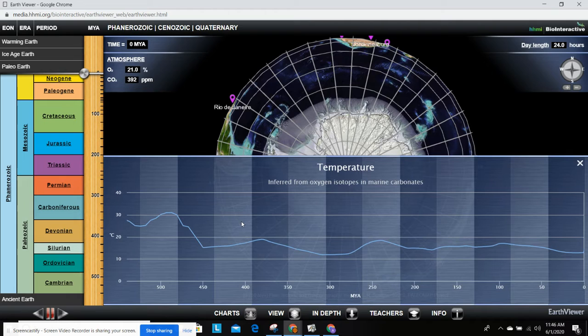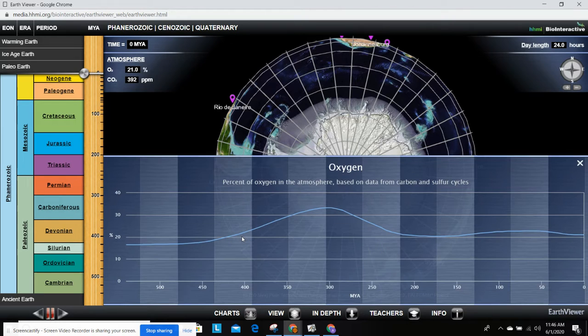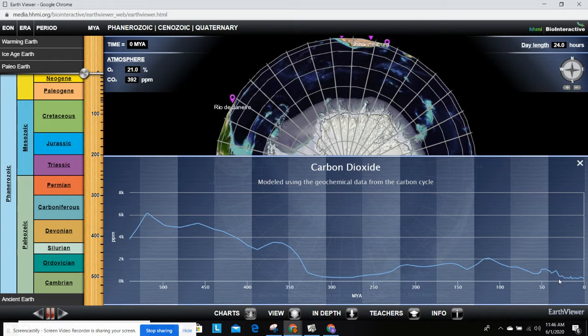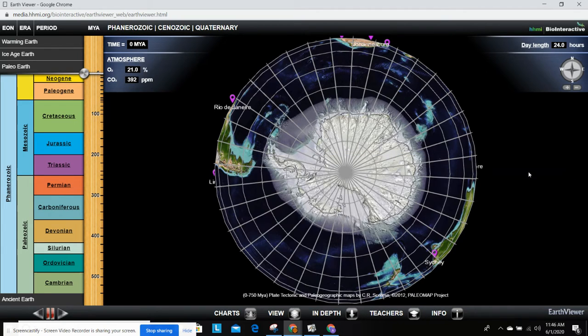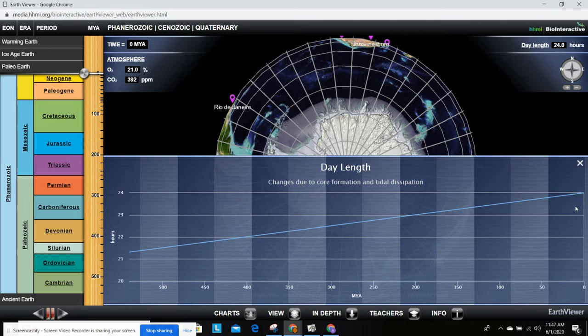So look at the temperatures. These are the temperatures. You can record the temperature from the data. You can look at the oxygen levels, that is approximately 0 million years. What was the oxygen level? 21%, which you can get here also. Same thing you can do for carbon dioxide at 0 million years. How many parts per million is the carbon dioxide from this chart? You can look at the day length. Day length is 24 hours here.